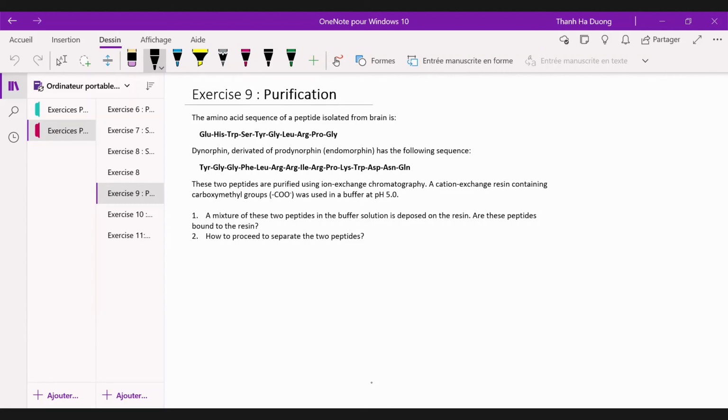So I give you 5 minutes. Maybe half of the class can determine the charge of the first peptide, and the other half can determine the charge of the other peptide. Okay? Can you do that? Do you need help?